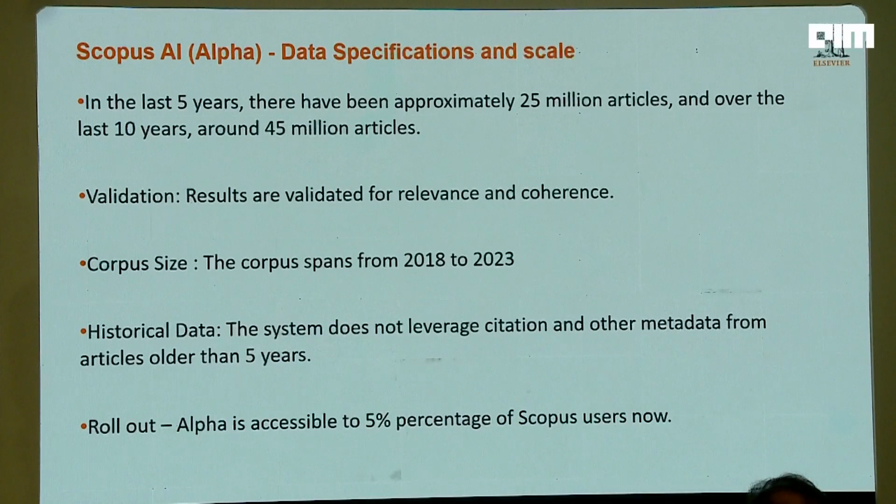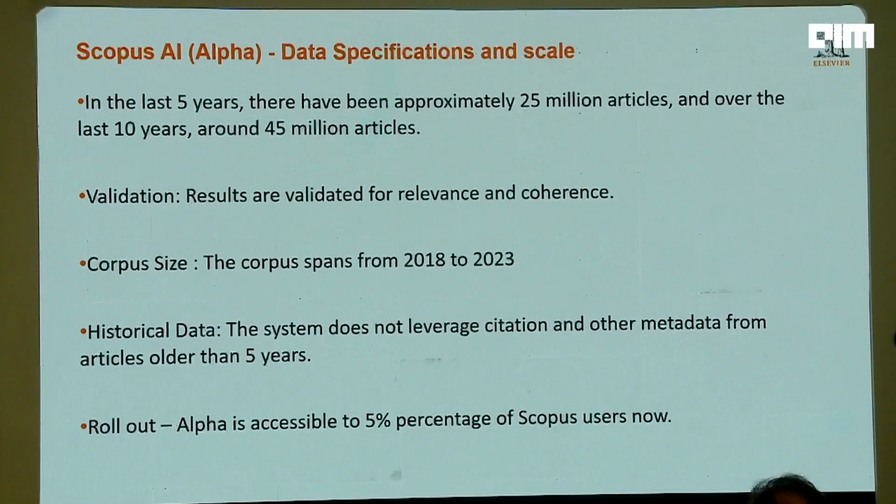So these are the data specification and scale that we have used to generate this alpha product. First, we are restricted to the last 5 years of data, which is close to 25 million abstracts, and 25 million articles. I was talking about the scale of the scientific content that we have: the last 10 years goes up to 45 million scientific papers. And I'll go to the third first: the corpus spans from 2018 to 2023, which has all the latest publications.